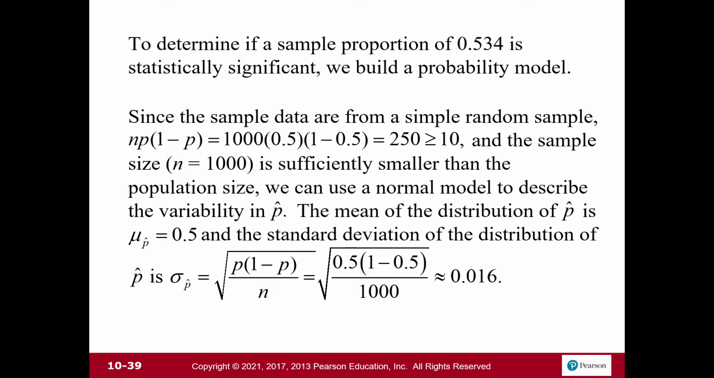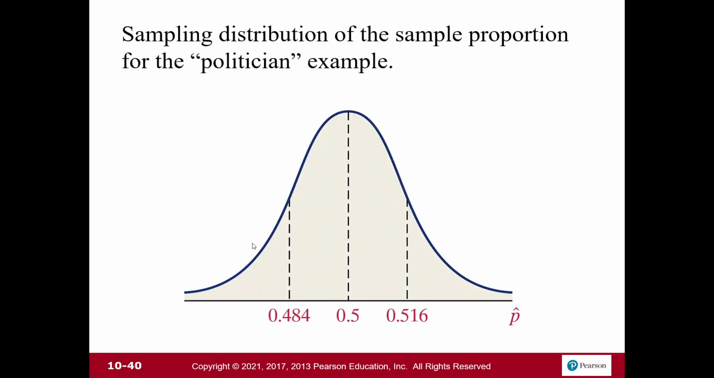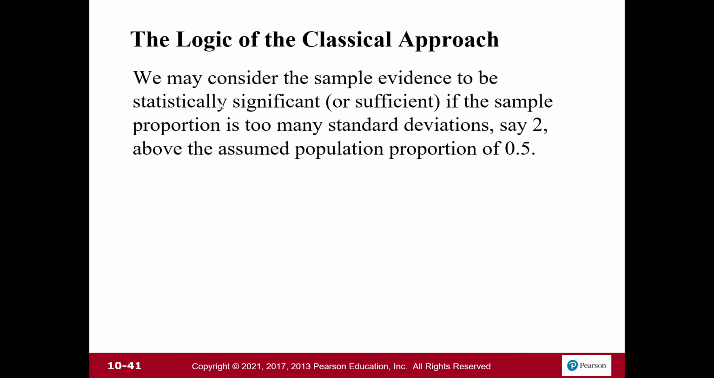The mean of the distribution of p hat is mu p hat, which is 0.5, and the standard deviation of the distribution is given in this formula, which would be 0.016. So now we can calculate any probabilities that we want. Sampling distribution of the sample proportion for the politician example.